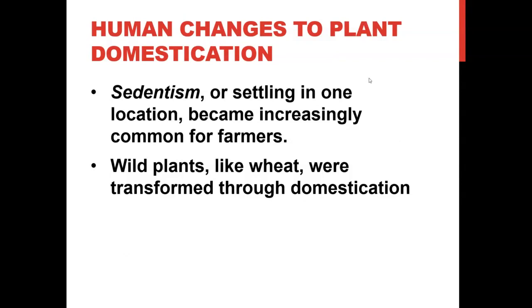Okay, sedentism is basically when you settle in one place. So before domestication, we would be running around hunting and gathering. For domestication, because you're taking care of animals or trying to grow plants and stuff, you stay still. And that is the most consistent contribution to our society.